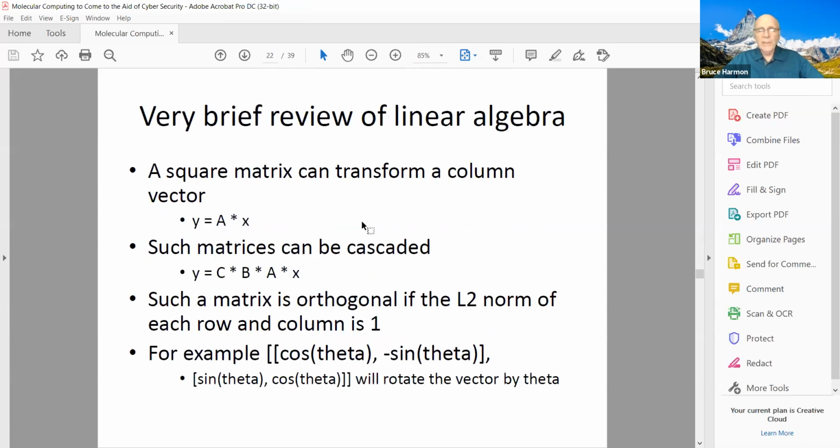So what I said about linear algebra is true. If you get a square matrix A of dimension the same as a column vector X, then we can produce a new column vector Y on that basis, and these can be cascaded. We say such a transformational matrix is orthogonal if the L2 norm of each row and each column in that matrix is 1. And we saw the L2 norm is nothing but the sum of the squares of the magnitudes of the complex numbers that form the vector.